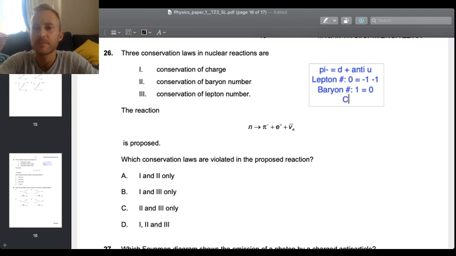So baryon number is not conserved. Charge, we have an initial charge of 0 because it's a neutron. And then we have a final charge of 0 because a pi minus has a charge of -1, an anti-electron has a charge of +1, which combines to make 0. And the neutrino has no charge. So anyways, that means that 2 and 3 are violated. So the answer is C.